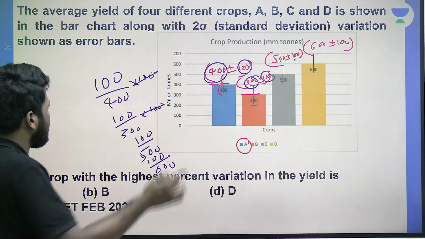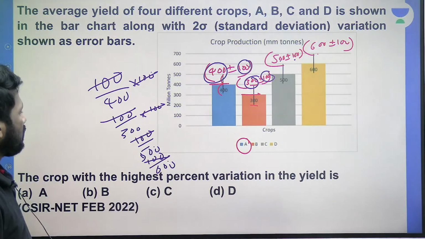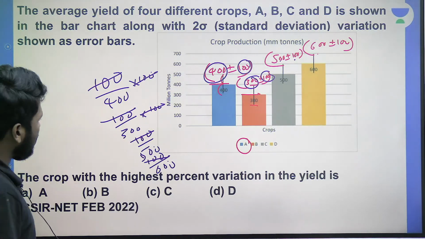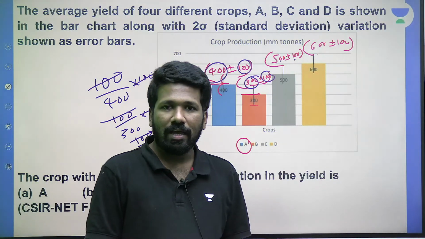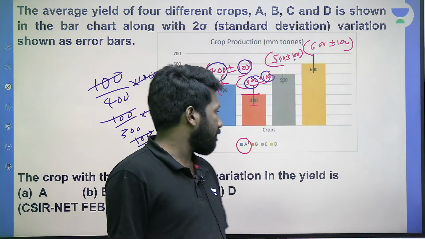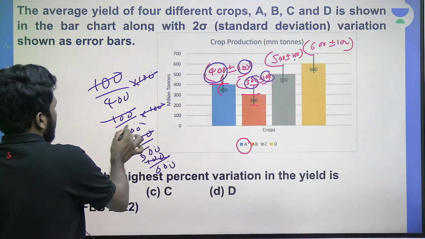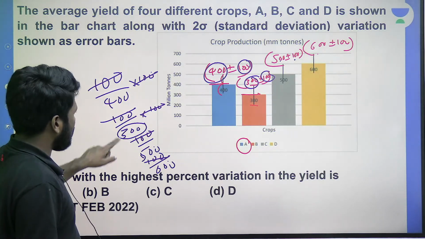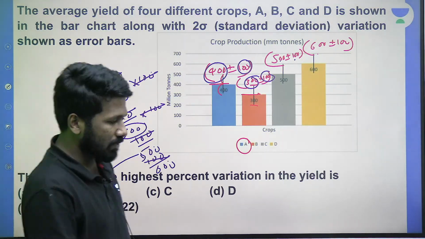The numerator of these four fractions is 100, so the numerator is the same, that will not affect which fraction has the highest percent variation. So the denominators are 400, 300, 500, 600. The shortest way to do this question is: the higher the denominator, the lower the fraction, and the lower the denominator, the higher the fraction. So which is the lowest denominator? It is 300. The denominator is smallest, so the fraction will be maximum. So 300 is the smallest value in the denominators. So option B is the answer.